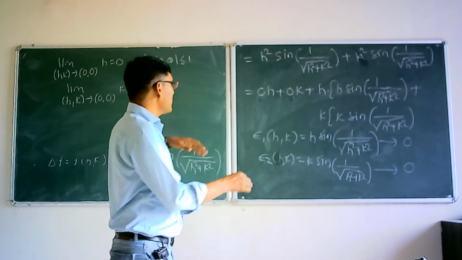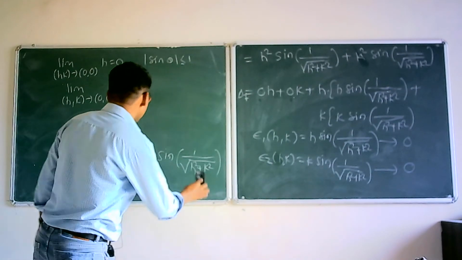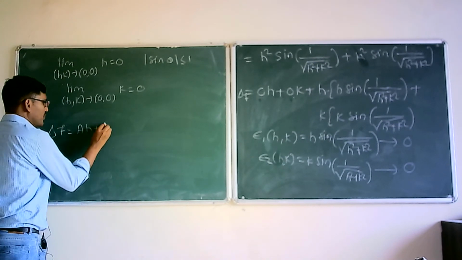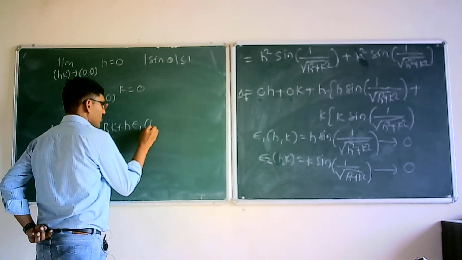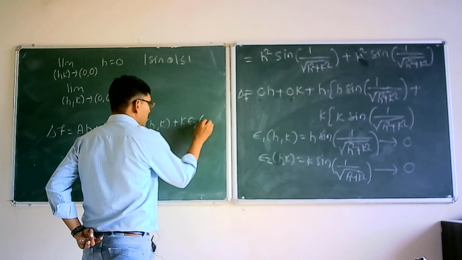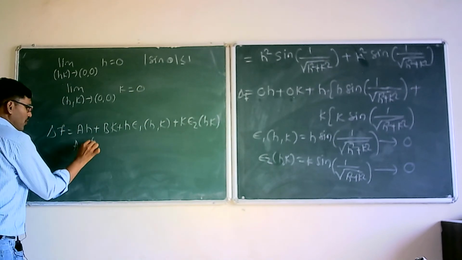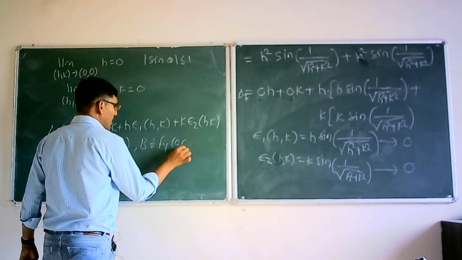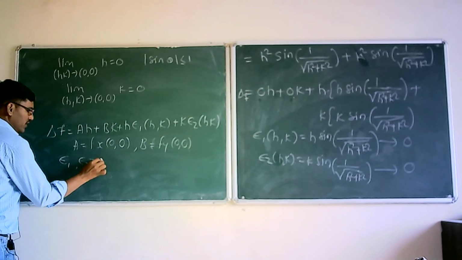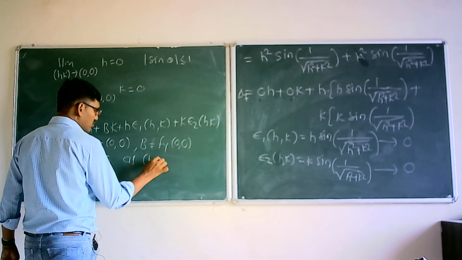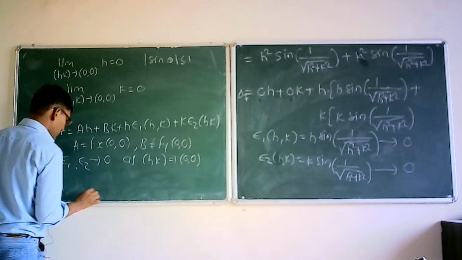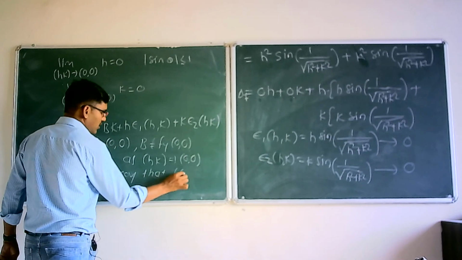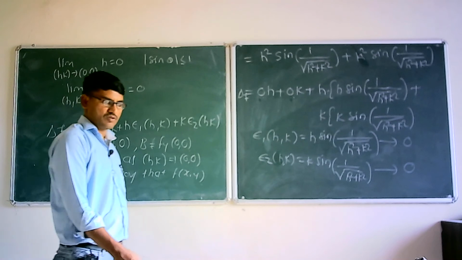So we express our increment function Δf in the form Δf = Ah + Bk + h ε1(h,k) + k ε2(h,k), where A is equal to fx(0,0), B is equal to fy(0,0), and ε1, ε2 tend to 0 as (h,k) tends to (0,0), and therefore we can say that f(x,y) is differentiable at (0,0). So hope you understand.